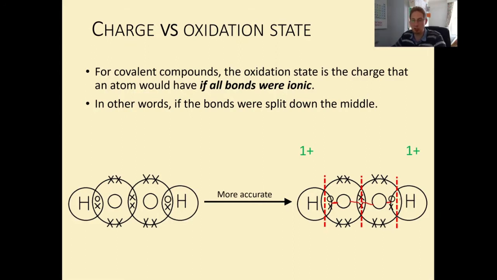but each oxygen has got 1, 2, 3, 4, 5, 6, and 2 halves. In other words, it's got 7 electrons. So it has a 1- charge. Okay, so we would say that it would have a 1- oxidation state. You don't really split these up, but the presumption for the oxidation state in a covalent molecule is if you were to split the bonds down the middle, what charge would things have?